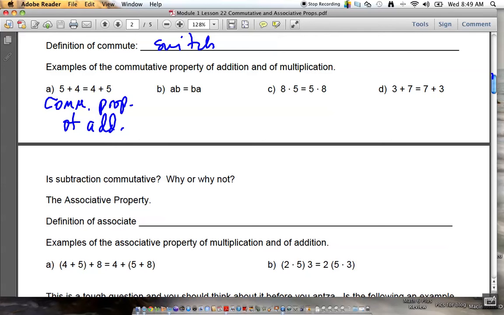Because we see, hey, I got a question. Okay. Is there such a thing as the commutative property of subtraction? No. Why not?